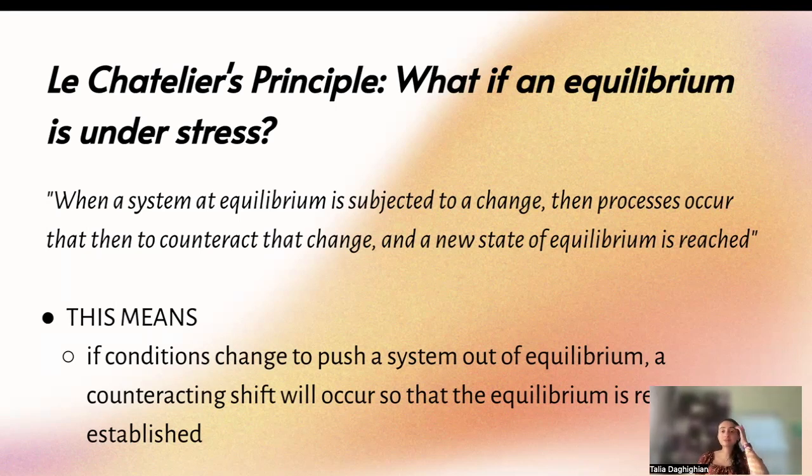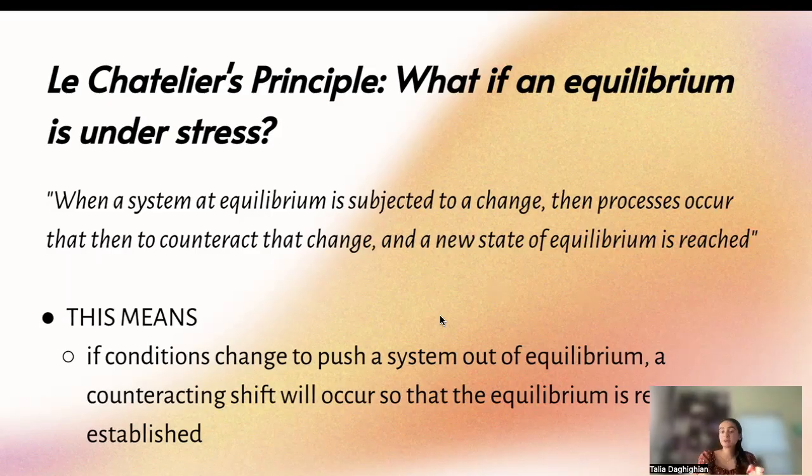So word for word, the principle states that when a system at equilibrium is subjected to a change, then processes occur to counteract that change and a new state of equilibrium is reached. So in other words, that means if we do something like change the concentration of a chemical, add heat, take away heat, increase pressure, decrease pressure, that pushes the system outside of equilibrium, but the reaction or the system will do something to counteract that change so the reaction can go back into equilibrium.